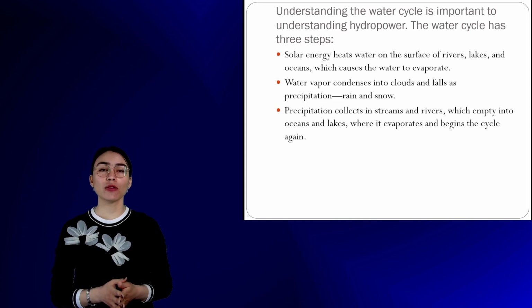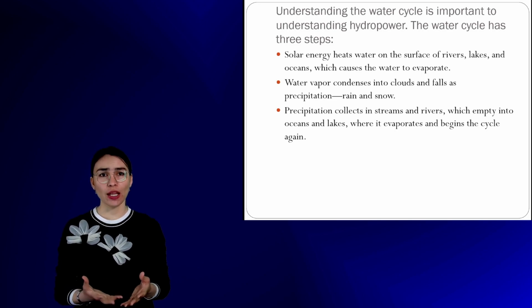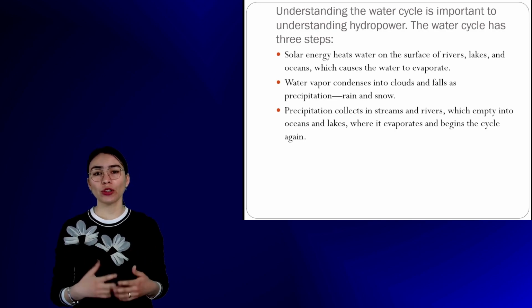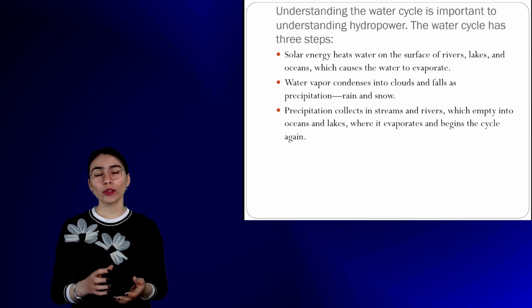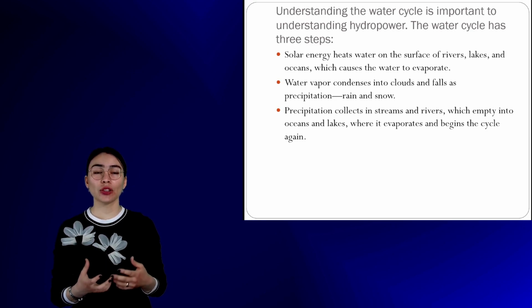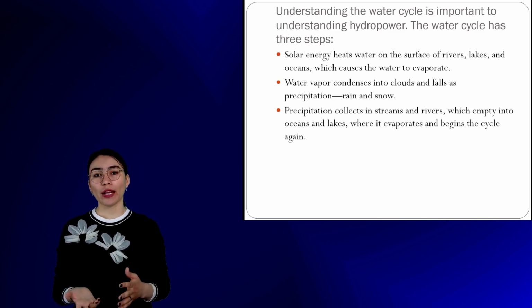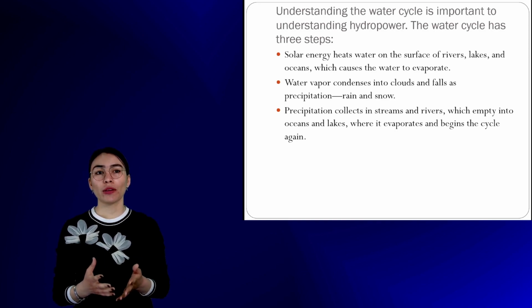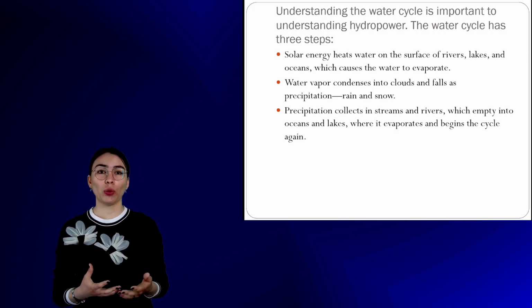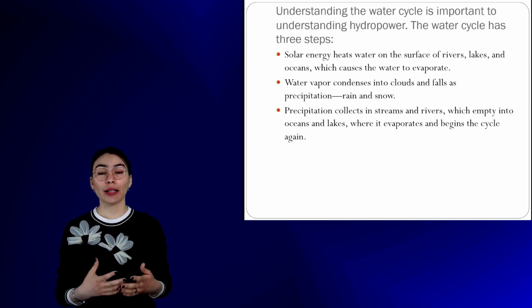The first step is solar energy heats water on the surface of rivers, lakes, and oceans, which causes the water to evaporate. The second step is water vapor condenses into clouds and falls as precipitation, rain and snow. Precipitation collects in streams and rivers, which empty into oceans and lakes, where it evaporates and begins the cycle again.